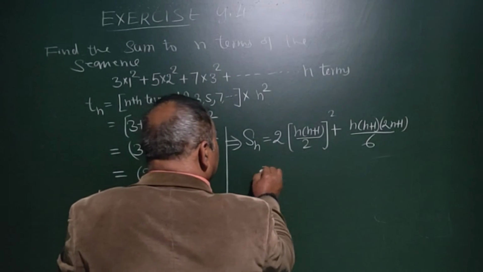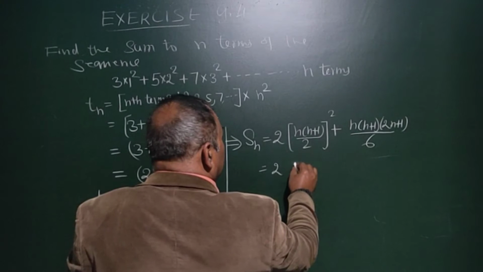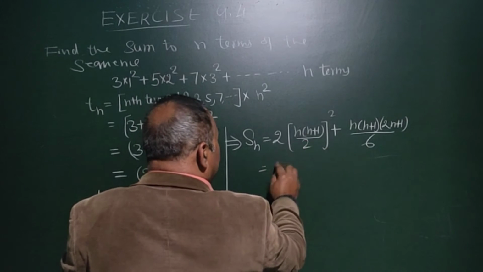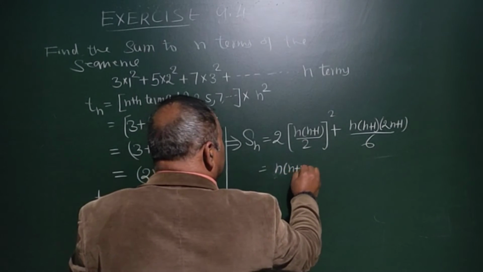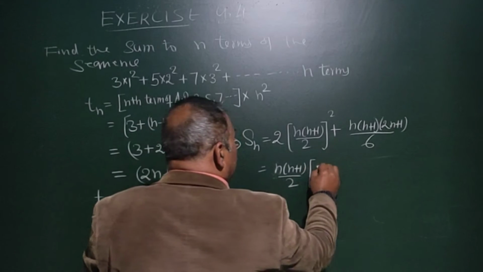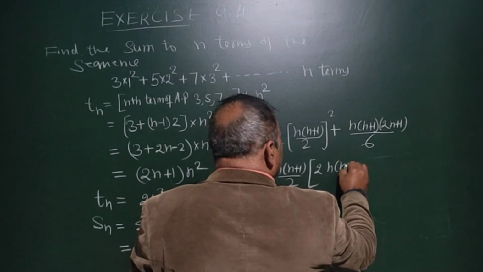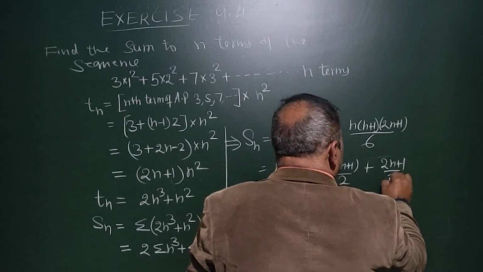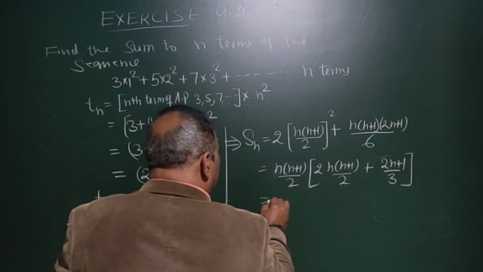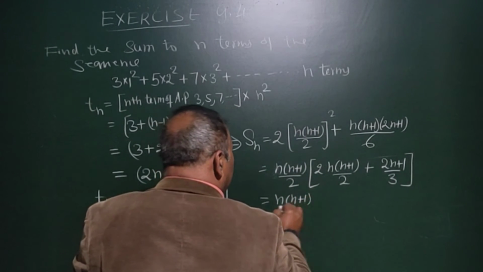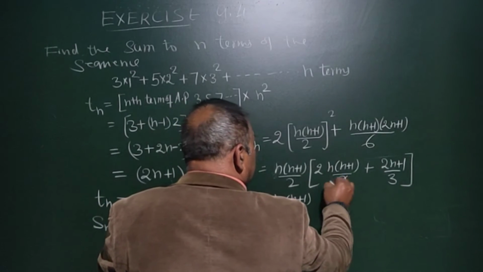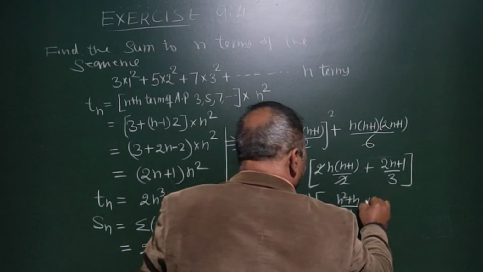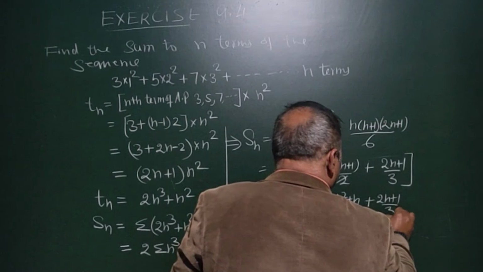It becomes 2 into, taking n into n plus 1 upon 2 common, we get 2 into n into n plus 1 upon 2 plus 2n plus 1 upon 3. Therefore, n into n plus 1 upon 2, and to cancel it, we get n square plus n upon 1 plus 2n plus 1 upon 3.